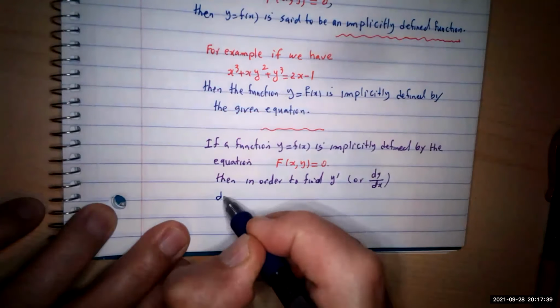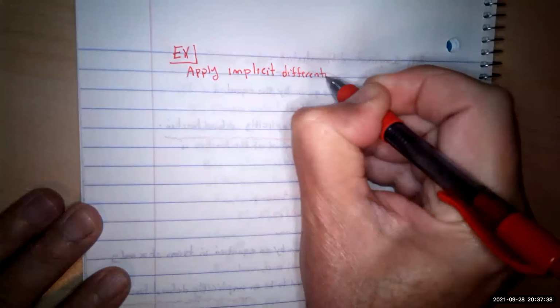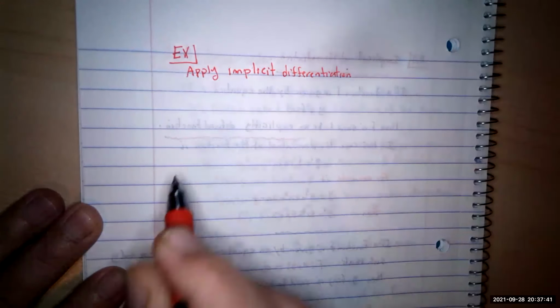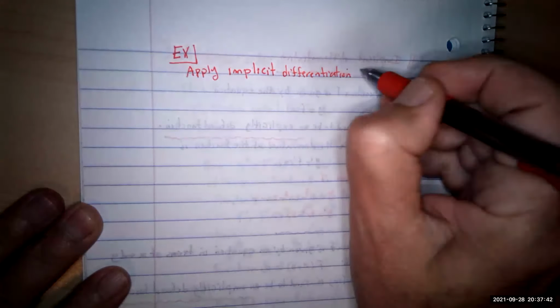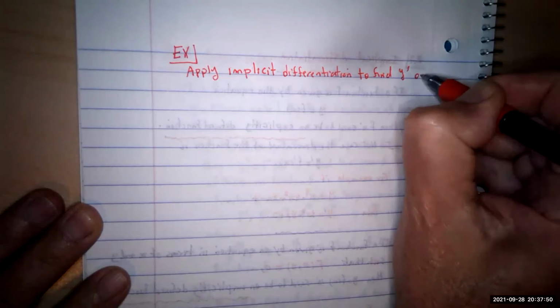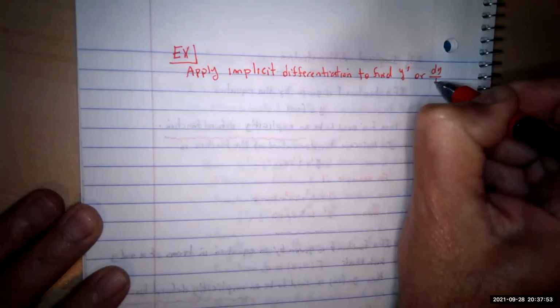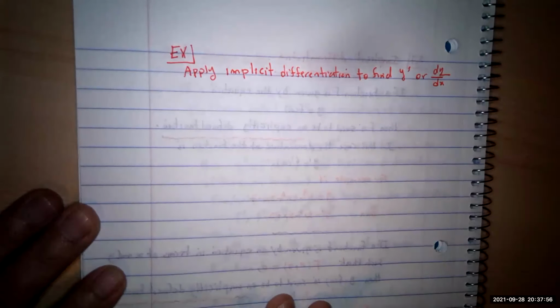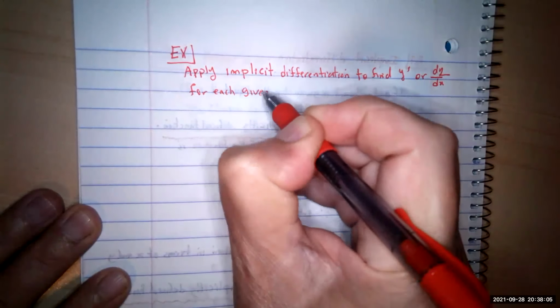This procedure is called implicit differentiation. Apply implicit differentiation to find y prime, or as is in your book, if you like the one in your book, dy dx, for each given function. For each given equation.